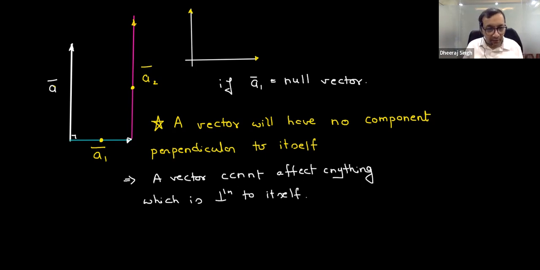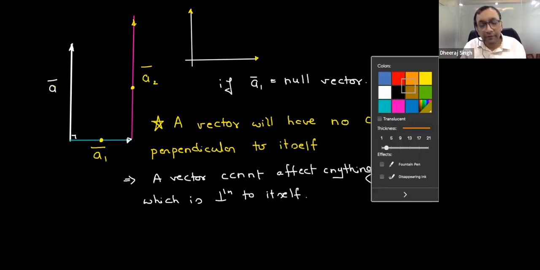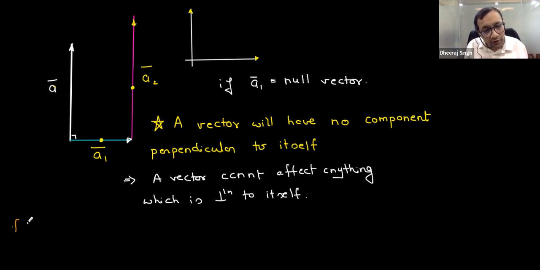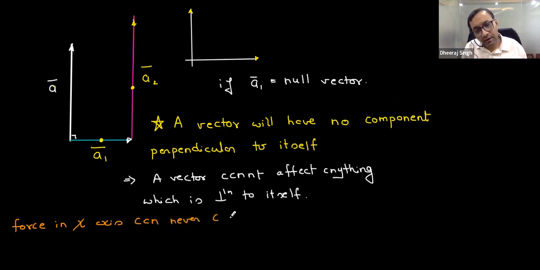Now I'll give you certain examples so that it will be even clearer to you. So everyone write down: force in the x-axis. As per the statement above, can this force create acceleration in the y direction? It can never create acceleration in the y direction. Why? Because this force has no component in the y direction. This force cannot affect anything in the y direction.